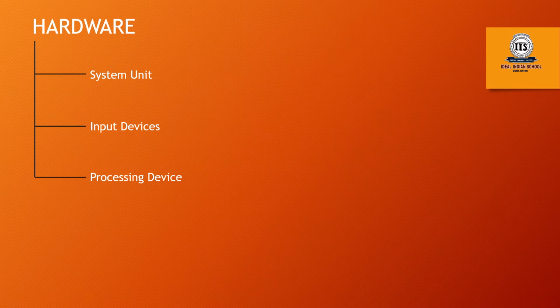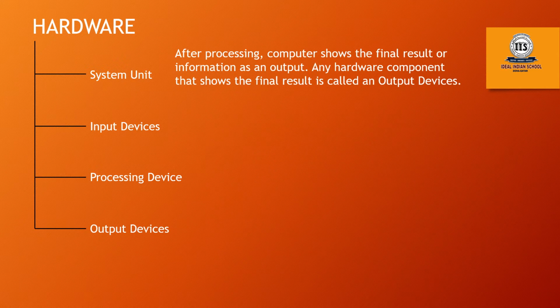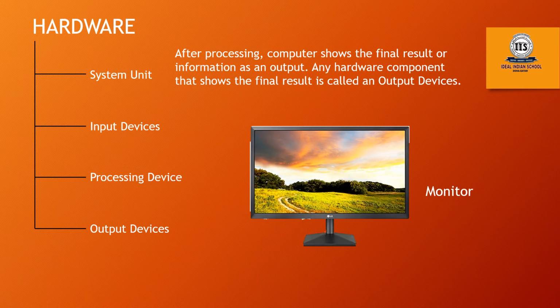Let's see the next hardware. Output devices. After processing, computer shows the final result or information as an output. Any hardware component that shows the final result is called an output device. Let's see some of the output devices.